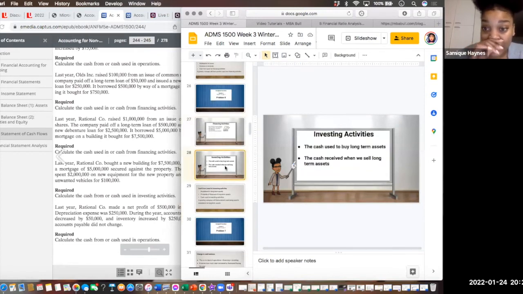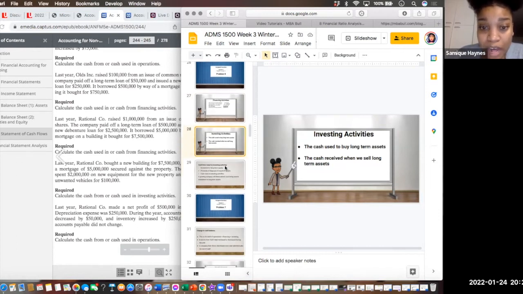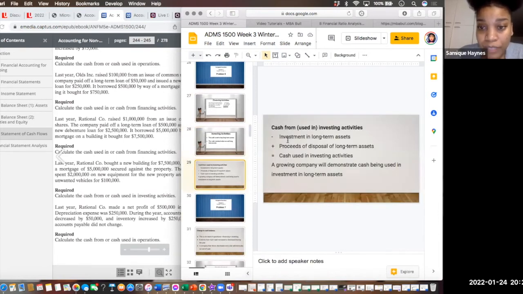The last bit is the investing activity, the cash used to buy long-term assets and the cash received when we sell a long-term asset. So you're going to be looking at if we invest in long-term assets, what's going to happen to our cash? Correct. So what's going to happen to our cash if we invest in a long-term asset? We buy a building, we buy a car. What will happen to our cash? Cash goes down, so we take away.